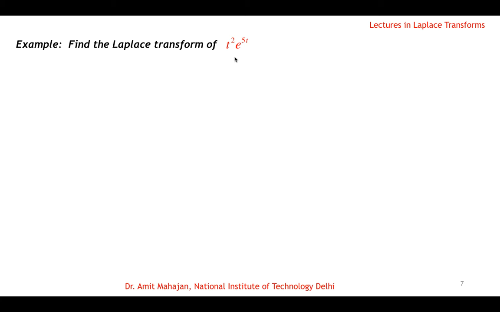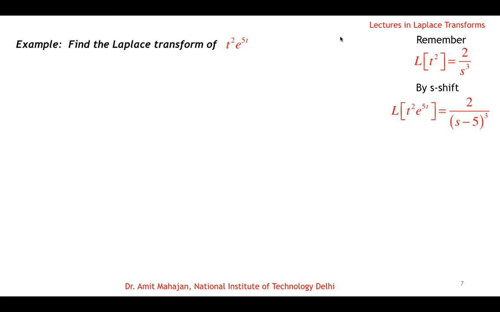Here there is a product of a polynomial with an exponential, so you can also use the first shift. If you know the Laplace of t square, then you can apply the s shift by multiplying with the exponential. I'm just reminding you of property 2, that the Laplace of t square is 2 over s cube. So by the s shift, the Laplace of t square e power 5t, with s replaced by s minus 5, is 2 over s minus 5 whole cube. So the Laplace of this should be 2 over s minus 5 cube.